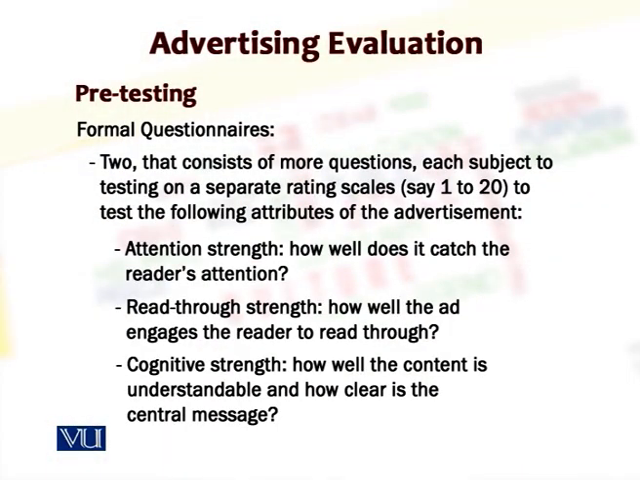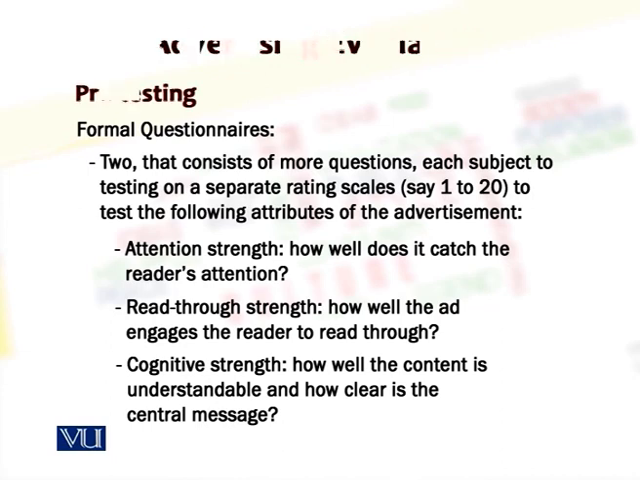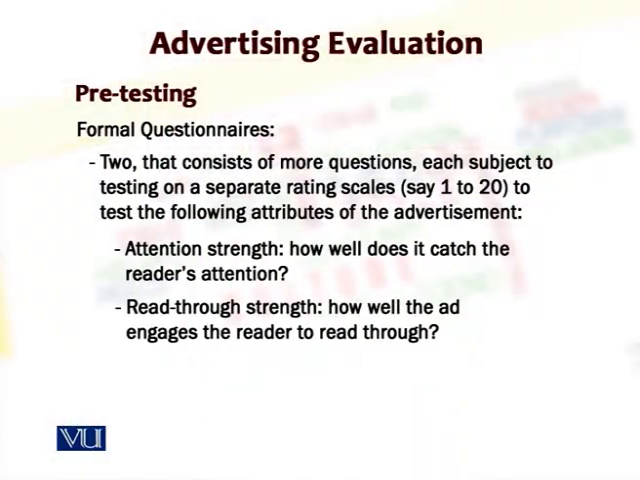You like to test things like the attention strength of the copy of your communication, meaning to what extent the communication will draw attention of the readers. This is something which the respondents could get back to you with. On the basis of their feedback, you will give the level of effectiveness in drawing attention of your audience toward the communication on a scale of 1 to 20. It could be 10, 15, or 18. Whatever the response is going to determine the level of the scale.